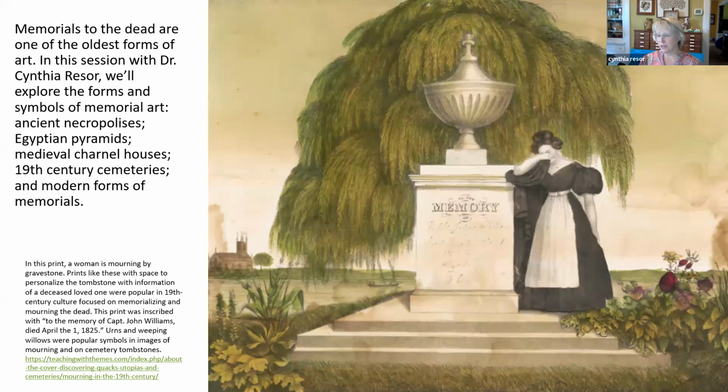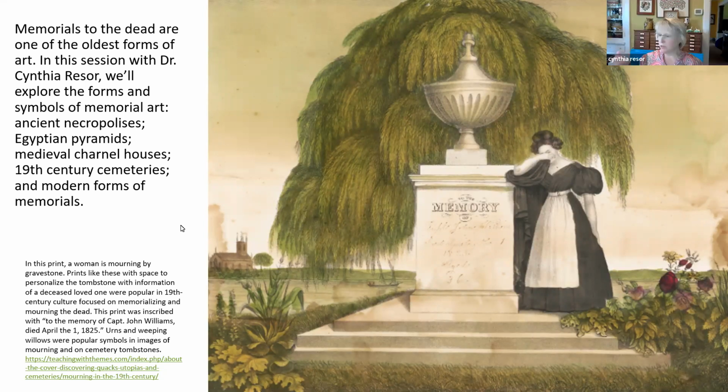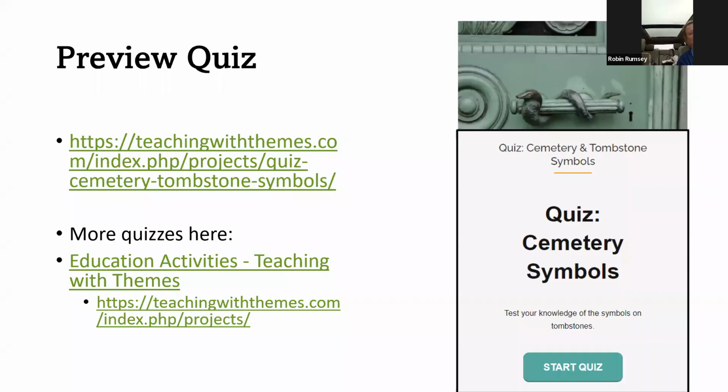And this is a print from the 1800s. And this was a print you could purchase and then fill in the information about the person who you were memorializing. And so there were a lot of these prints, different ones, black and white, color ones, slightly different styles and designs, especially around the period of Civil War when so many American soldiers were dying on both sides. So we're going to look at a lot of different forms of memorial art today.